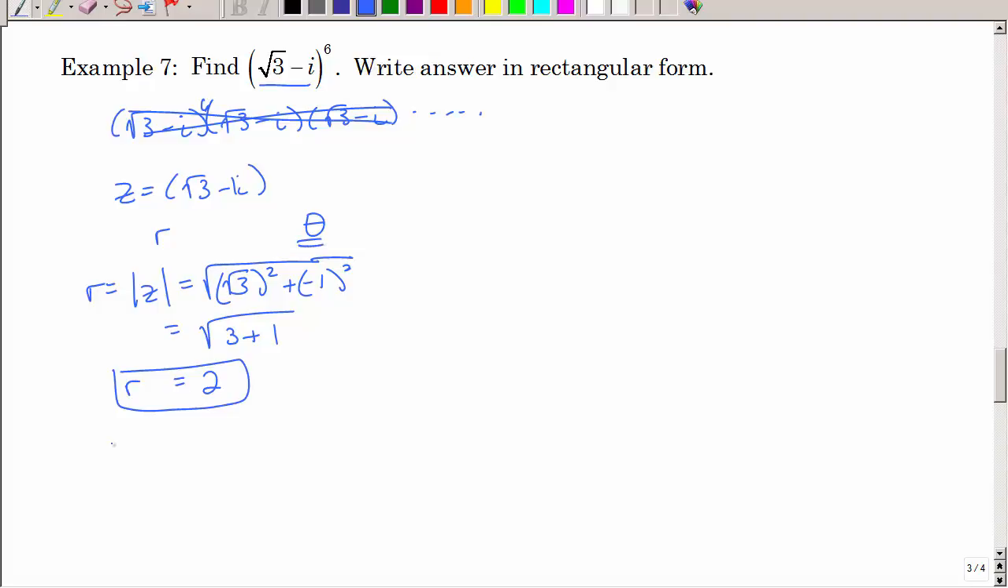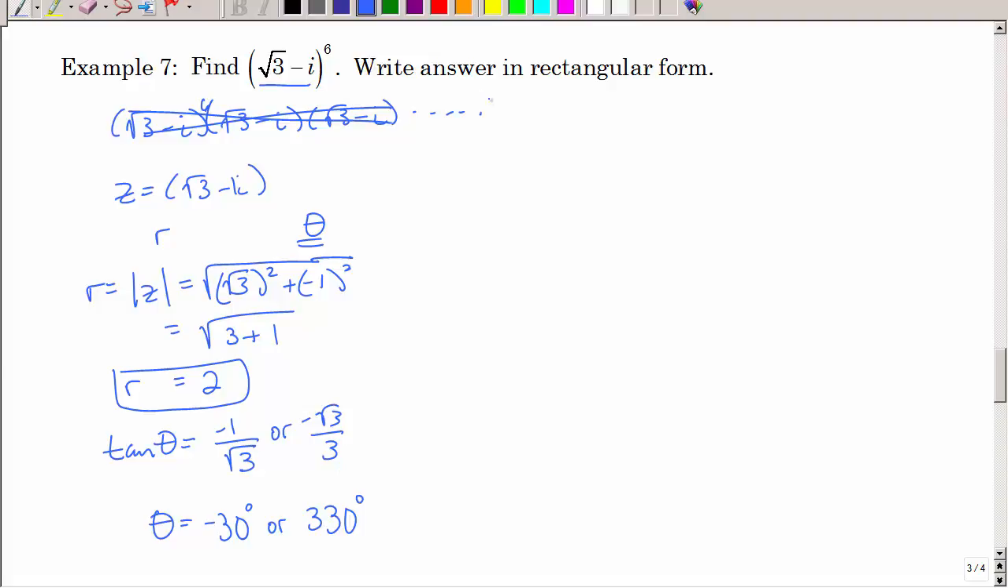Right, now I need theta. Alright, so the tangent of theta is the imaginary part over the real part. Again, that should be familiar to you, something you should have learned in a trig class. So when is the tangent equal to the negative square root of 3 over 3? You could use a calculator and it's going to tell you negative 30 degrees, or we can use 330 degrees, whatever one you feel comfortable with. But you should know the calculator would have even given you that. If you were in degree mode, it would have given you an exact value.